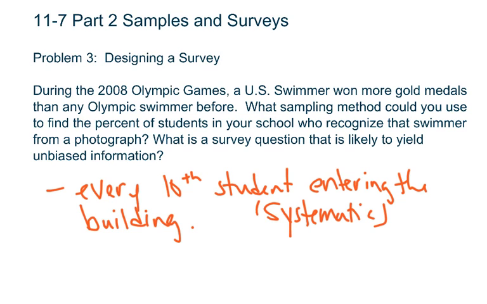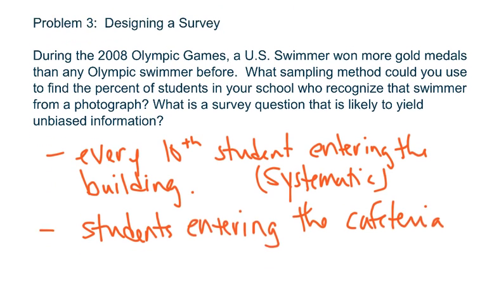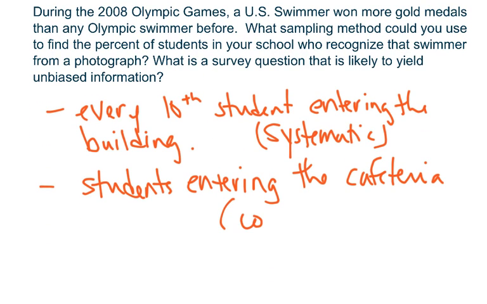We could do a convenience sampling, so maybe we question the students going in and out of the cafeteria. We'll say students entering the cafeteria. The reason it's convenient is because you don't have to go far. You don't have to go around the building trying to find people. I can't even spell. Let's try that again. Convenience. That looks like the word convenience. The systematic sampling probably has the least bias, though.